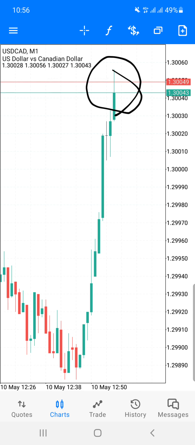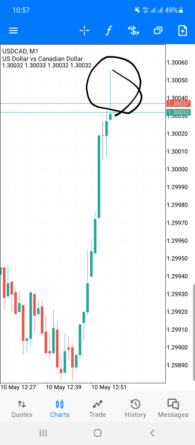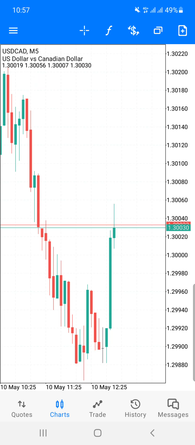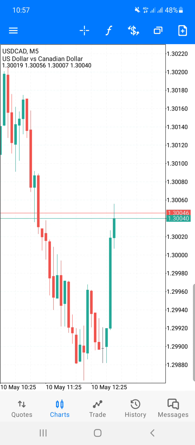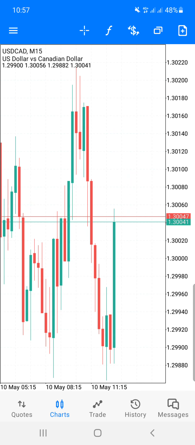That's just what it means by M1. You understand? So let's wait a little bit. Okay, see, now it has finished. Another candle is still forming, 1 minute time frame. If you go to M5, it takes a candle 5 minutes to form in this time frame. You understand? If you go to M15, the same thing. Each candle in the 15 minutes time frame forms in 15 minutes, whether it's a bullish or bearish candle.